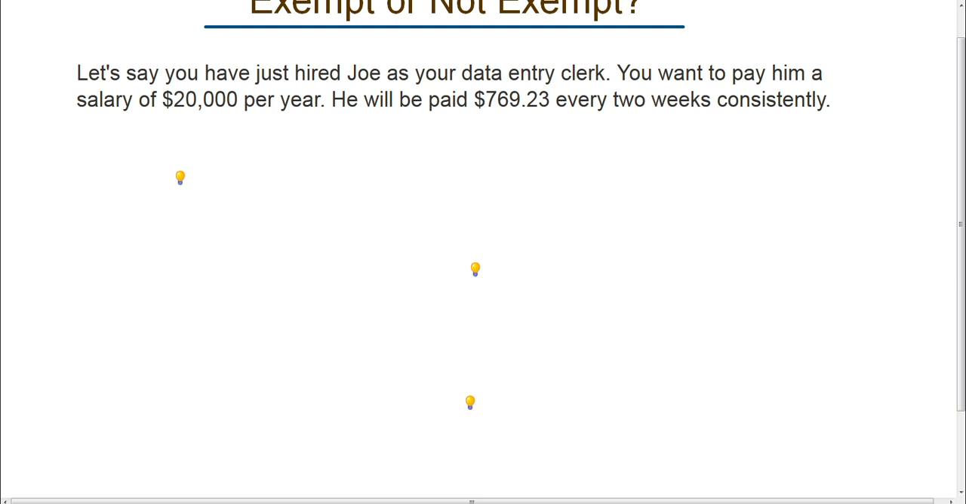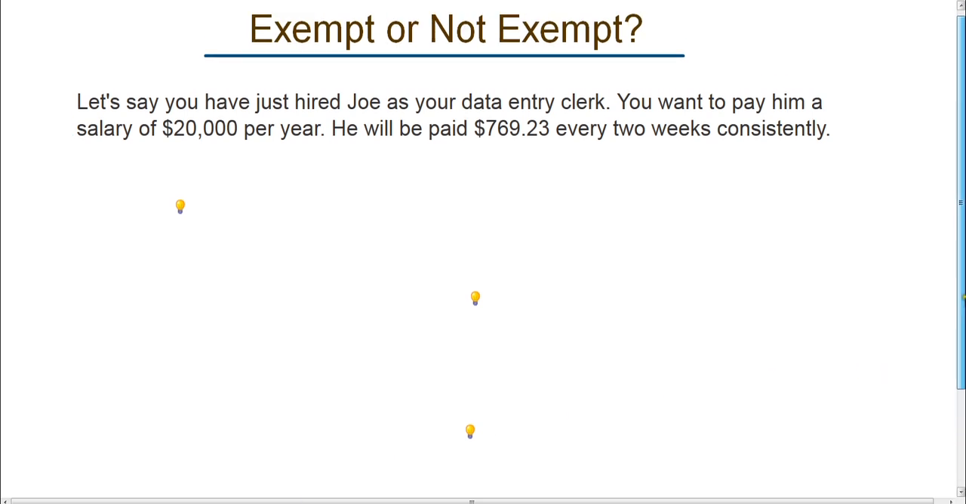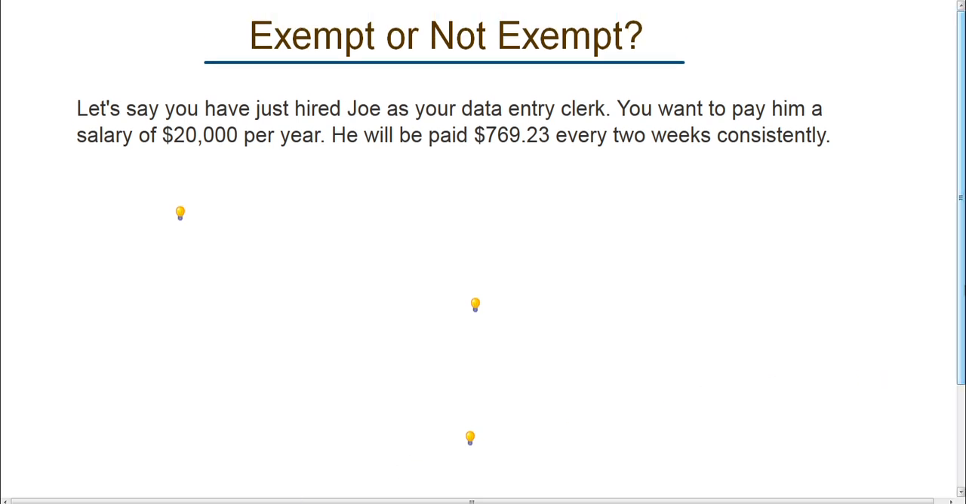Let's look at another scenario and we'll determine the same thing. Is he exempt or not exempt? You just hired Joe, and he's your data entry clerk. So he is holding a computer position. You want to pay him a salary of $20,000 per year, and he will be paid $769.23 every 2 weeks consistently. So is John an exempt employee?